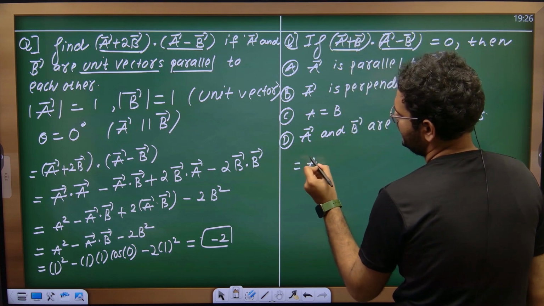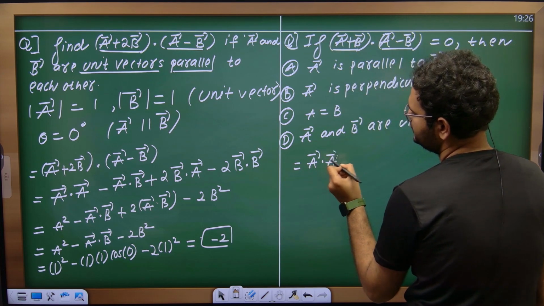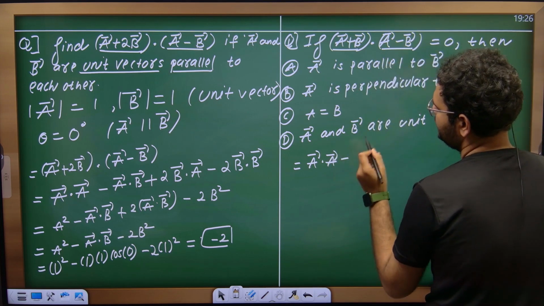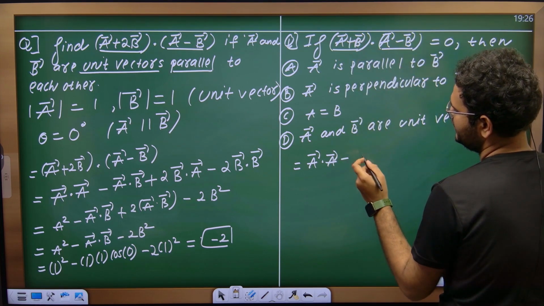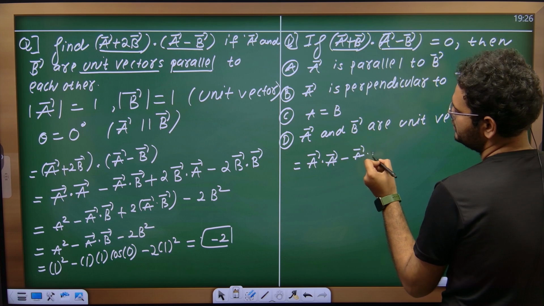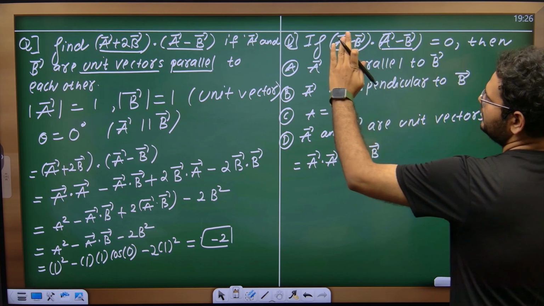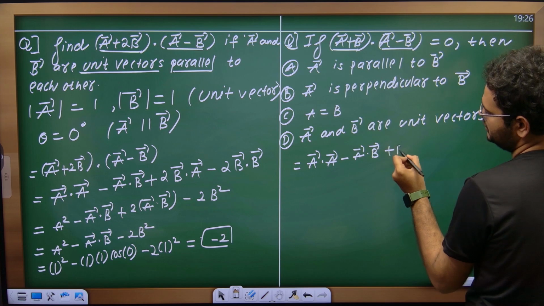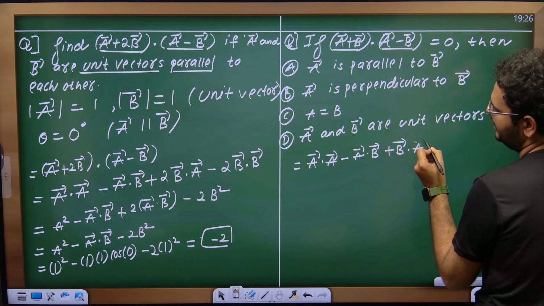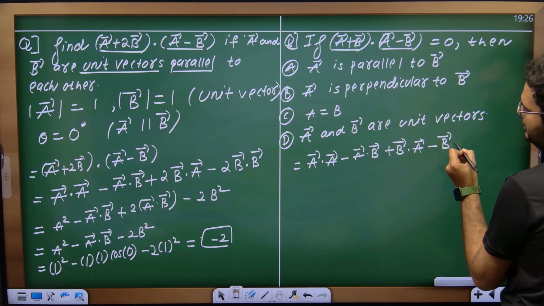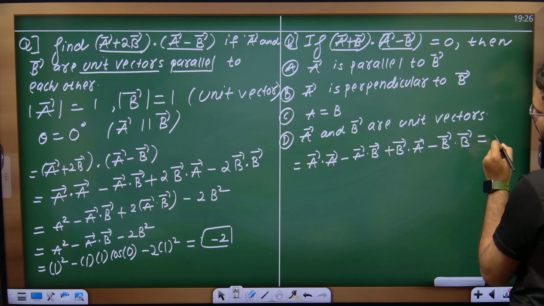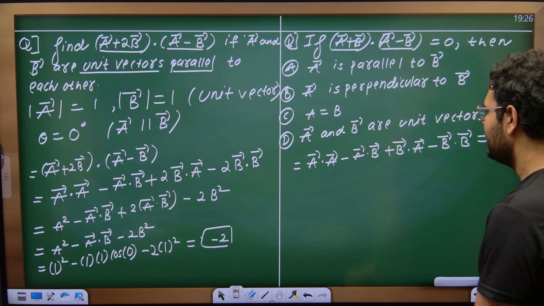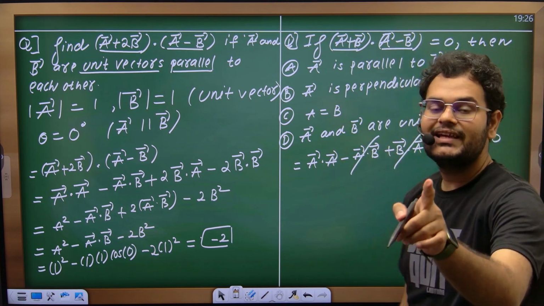So it is a dot a. Very good. Then minus is there. Forget b, minus is there, so minus a dot b. Then hide a and focus on b. It is what? b dot a. Very good. b dot a and minus b dot b is equal to 0. Yes, sir. Can I cancel this? Absolutely, I can cancel this.